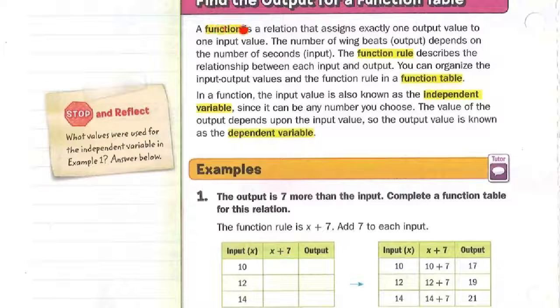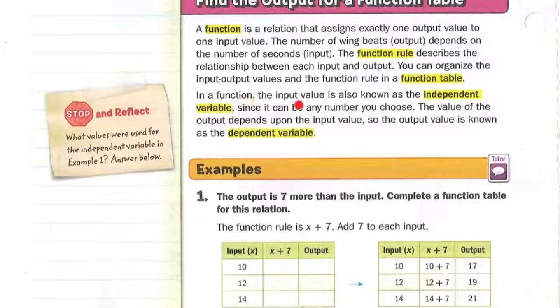A function is a relation that assigns exactly one output value to one input value. The number of wing beats, output, depends on the number of seconds, input. The function rule describes the relationship between each input and output. We call that the function rule. You can organize the input-output values and the function rule in a function table.